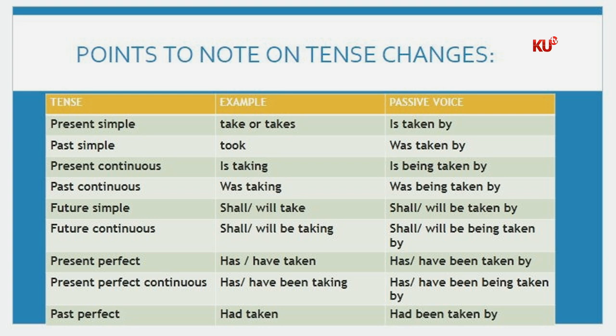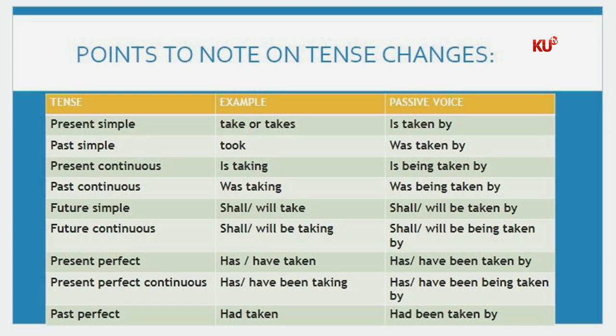When we come to future continuous tense, I shall be taking or you will be taking. That one changes to my book will be being taken. Remember, when you have ing on our verb, you must use being. So don't forget that one. Then when you have shall or will, you also use being. So shall be being taken or will be being taken by.